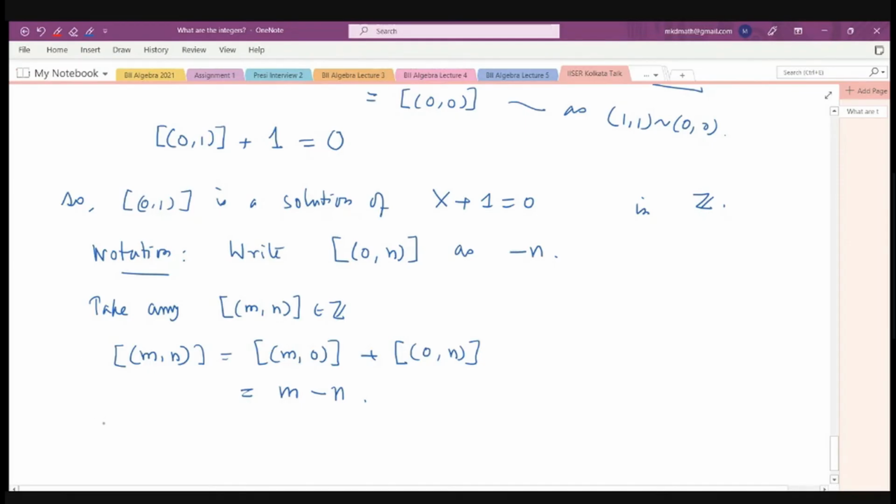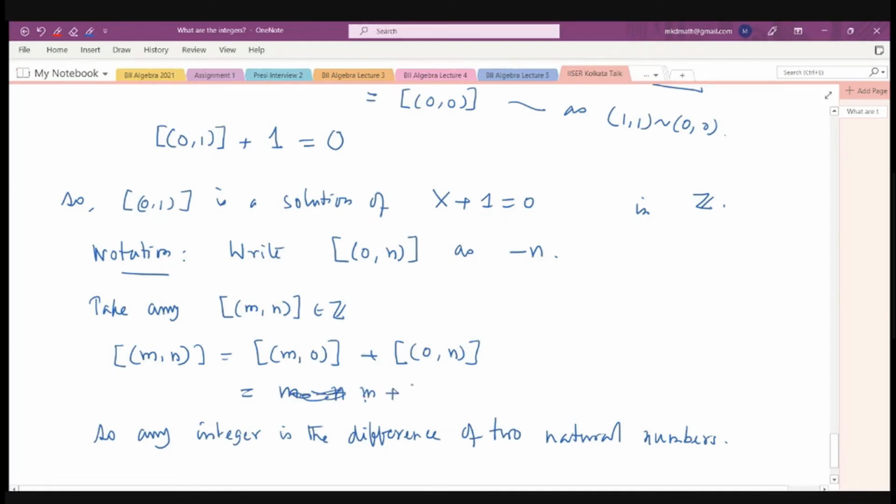So, the conclusion is that any integer is the difference of two natural numbers. As we have seen, yes. Should there not be m plus of minus n? Actually, you are right. You are right. So that is m. So if you want, I can write m plus of minus n.